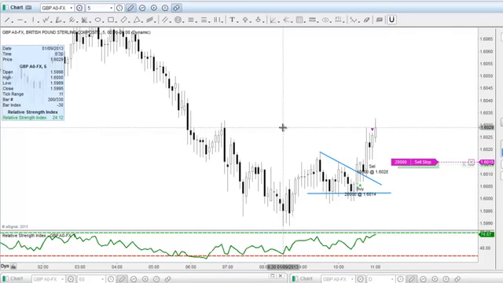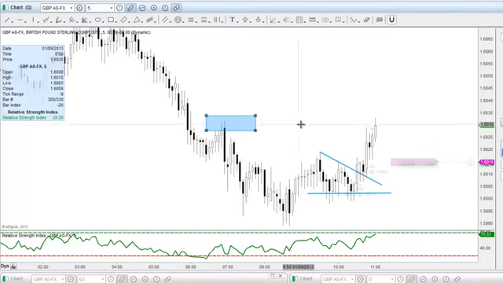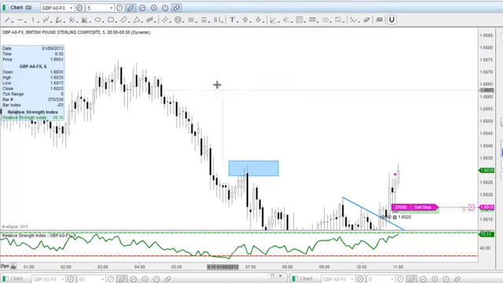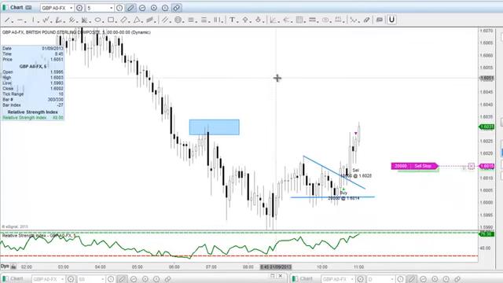Now, we're coming right up against, as I said before, that structure. So we're always wanting to be cognizant. Always look left. Structure leaves clues for this structure area. If we get above that, man, there's a pretty good chance we're going to run all the way back up here to 60.72s.